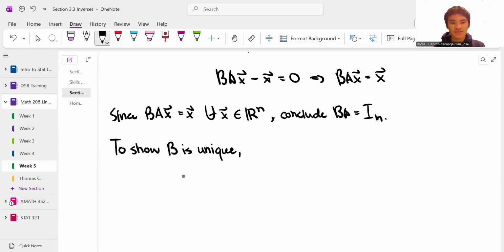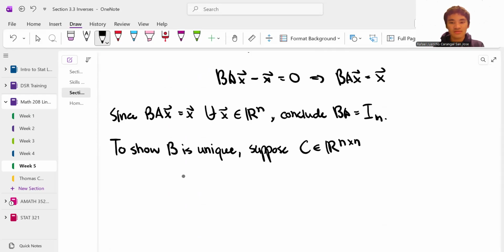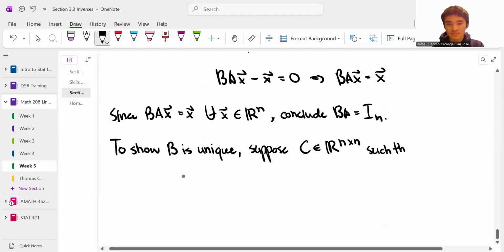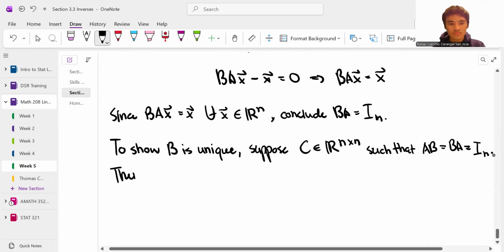If we want to say that it is unique, suppose there's another matrix. So we say C is an n by n matrix such that, so we prove this part. Then we have the following. We have B(AB), which is equal to BAC.